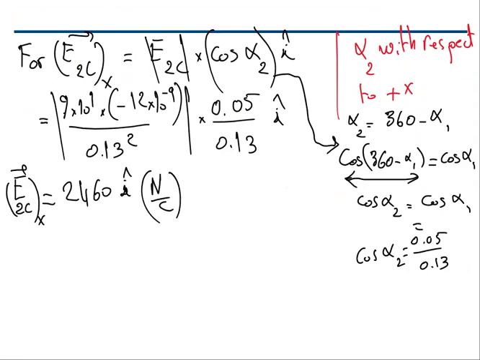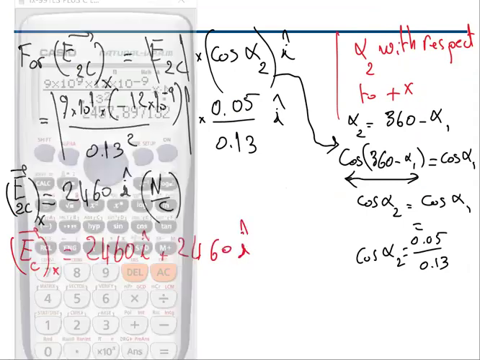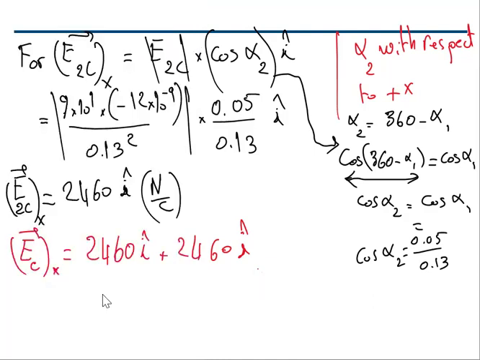Now, what is our total electric field? The x component of the total electric field, ECx, is 2,460 i for the first vector plus 2,460 i for the second vector. It would be 2,460 times 2, so it would be 4,920 i. Good. So this is ECx.